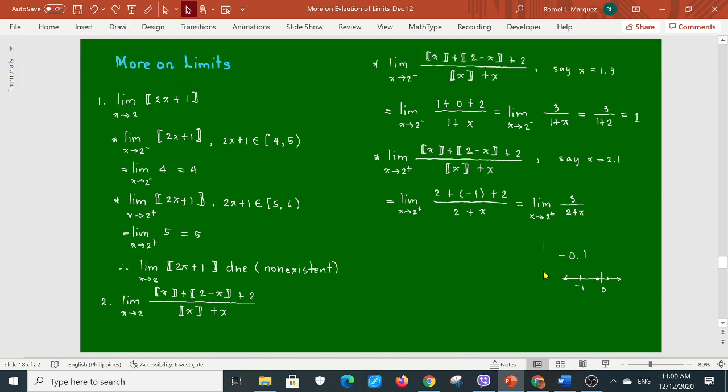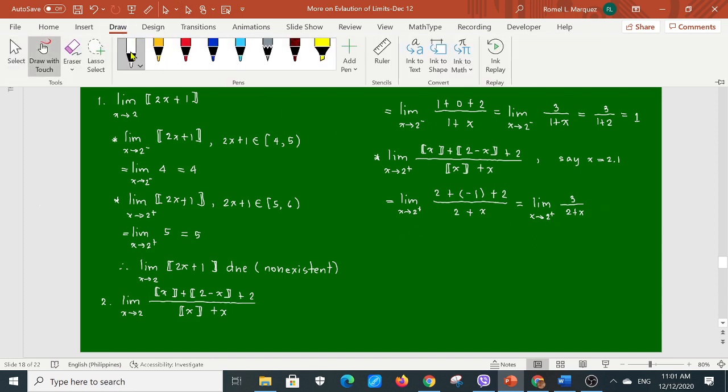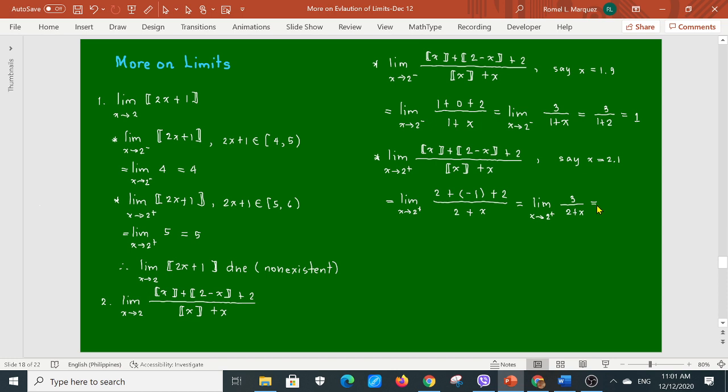Guys, it's better if you can't do it mentally, draw a number line so that you know where to pull it down. Okay? And this is now equal to what? This is equal to 3 over, we can now apply the substitution technique here because this is no longer an indeterminate form. So it is now 3 over 4, okay?